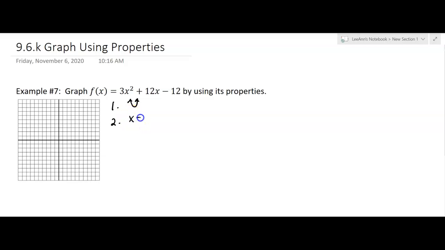So I need the opposite of B over 2A. So x equals, let's see, the opposite of 12 over 2 times 3, which is going to be x equals negative 2. Because 2 times 3 is 6. 6 goes into negative 12, negative 2 times. Okay, make sure I wrote all that right. And so my axis of symmetry, x equals negative 2, is going to be right there.